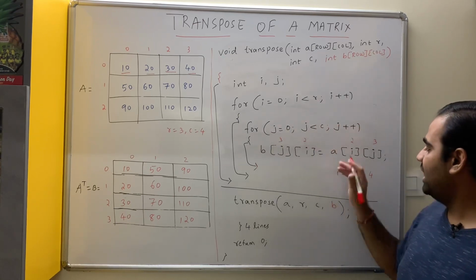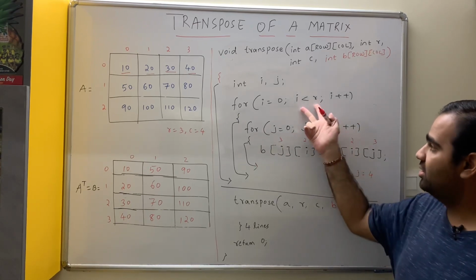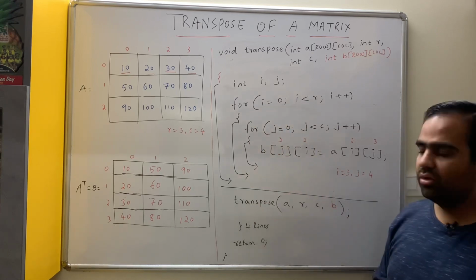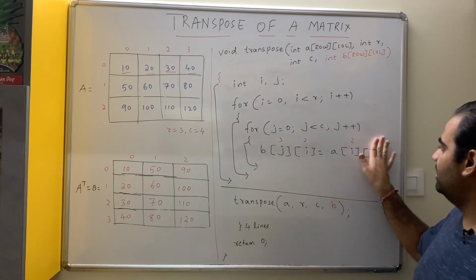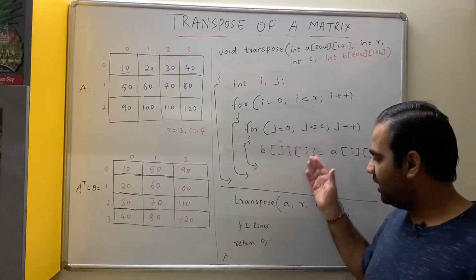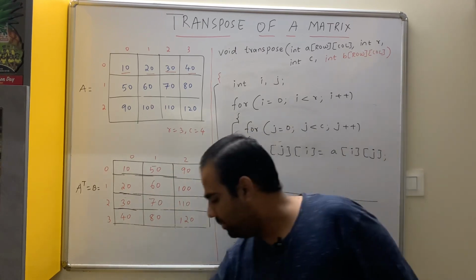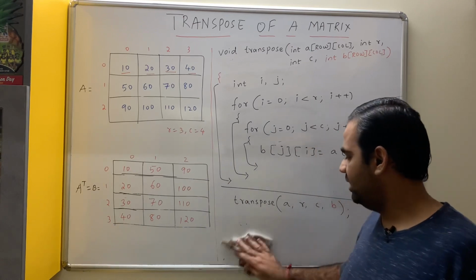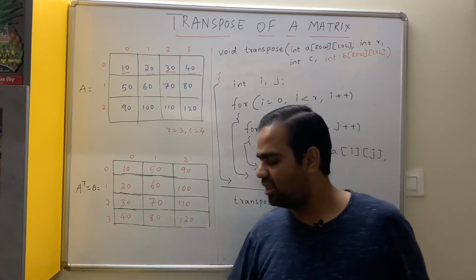You come out. i plus plus, 3. 3 less than 3 is false. You come out of this loop. The closing bracket of the function is taken as return, and you see that the transpose of the matrix is done. Now you come back to main. After you come back to main, what do we need to do over here? I need to display the transpose of the matrix.